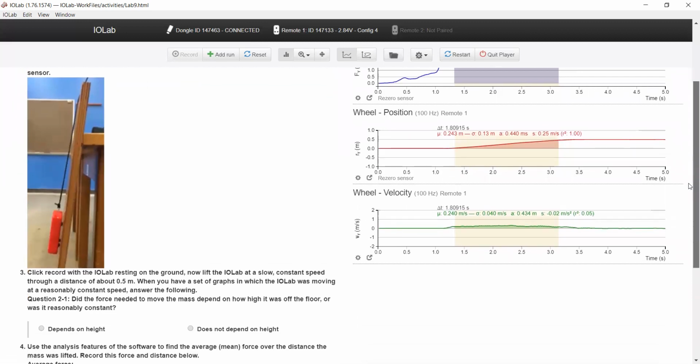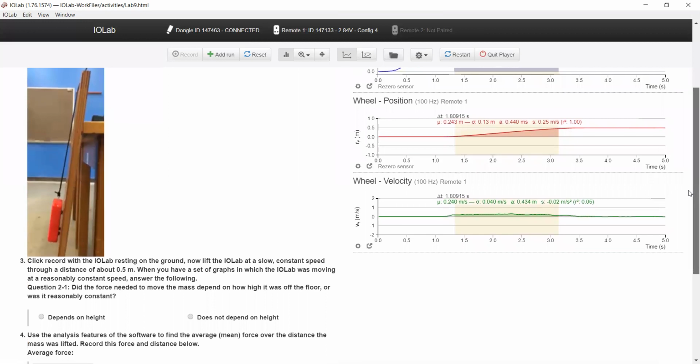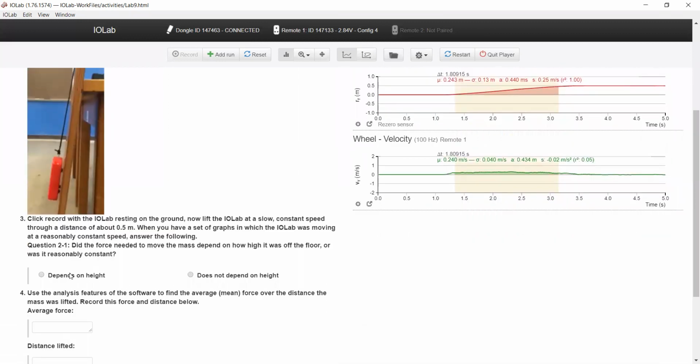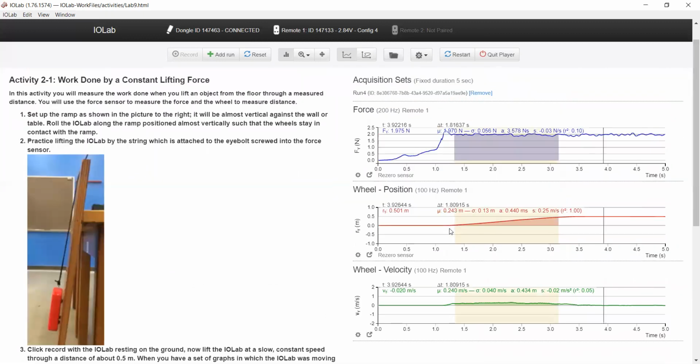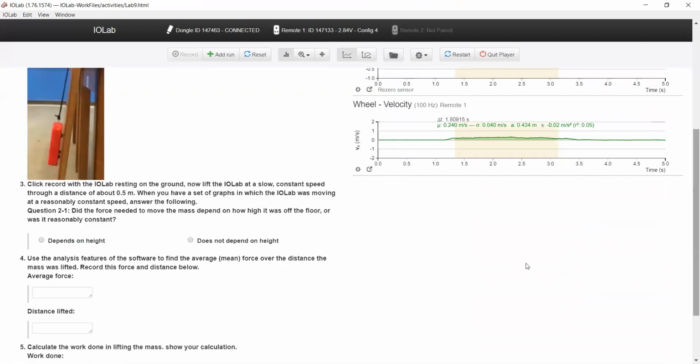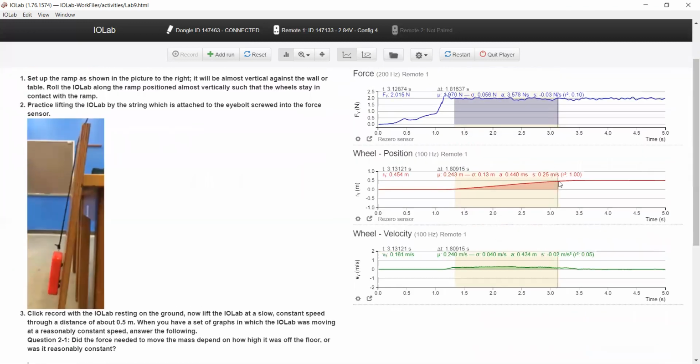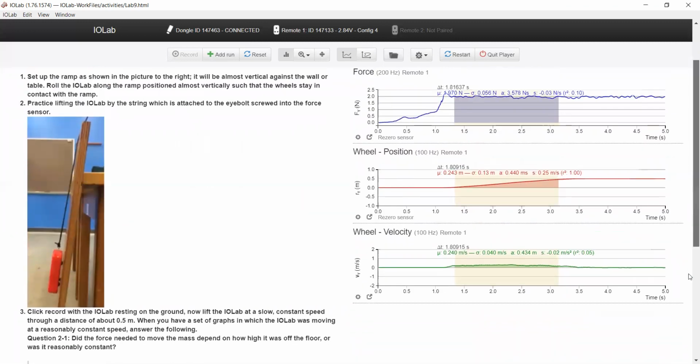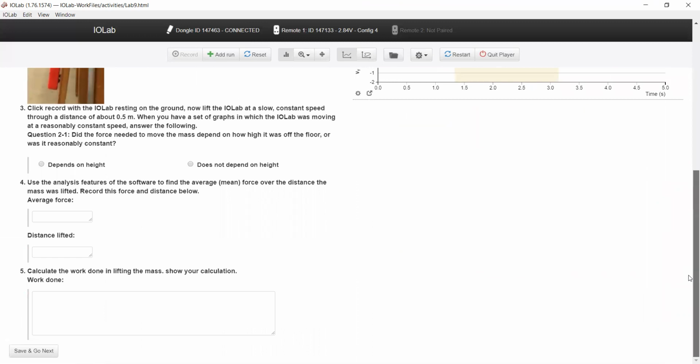Let me go ahead, write your answers. Okay, the force and position graph. So does the force depend on height? As I've already said, the height is changing; is the force changing, or is it constant? You may answer that. You may write this average force, and the distance lifted is the maximum height here. Okay, and then calculate the work done in lifting the mass.